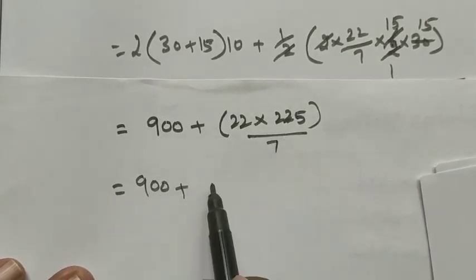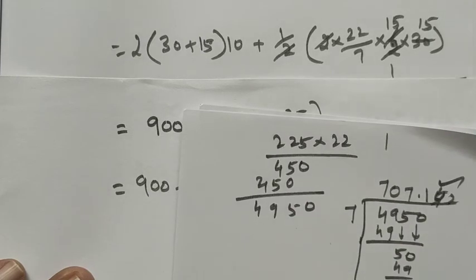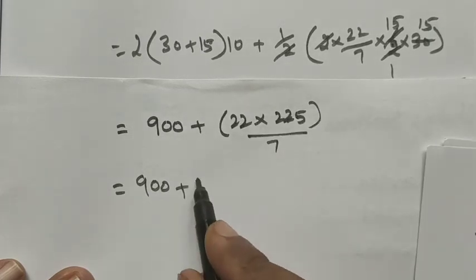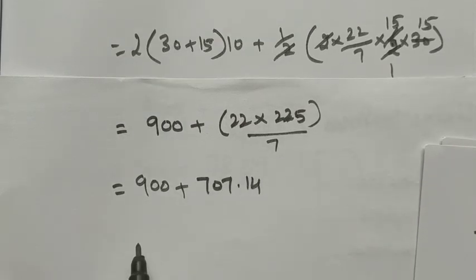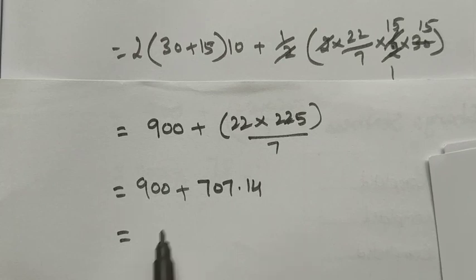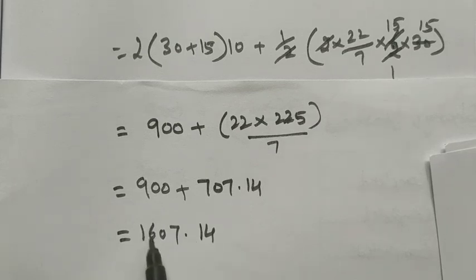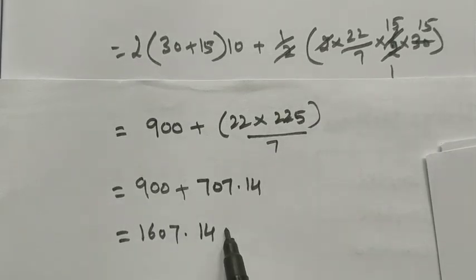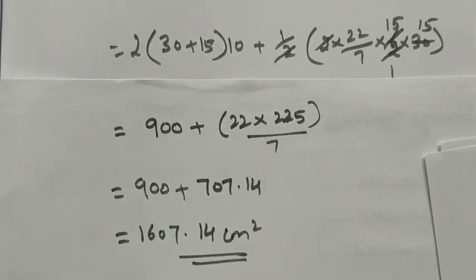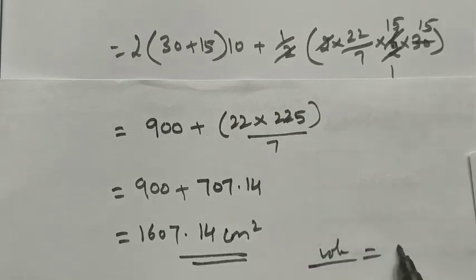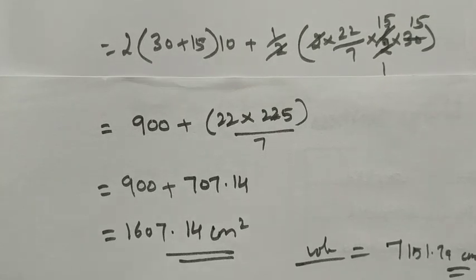900 plus 707.14, the sum of this term is 1607.14. Here we are finding the total surface area, so we have centimeter square. So the total surface area of the box is 1607.14 centimeter square, and the volume we have found out is 7151.79 centimeter cube. Thank you, students.